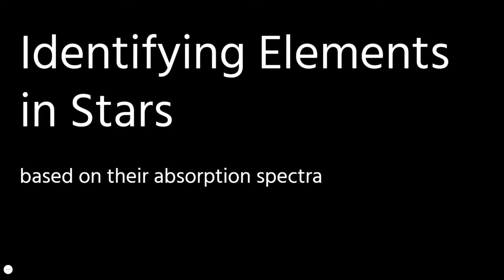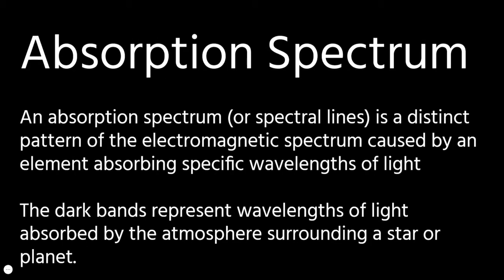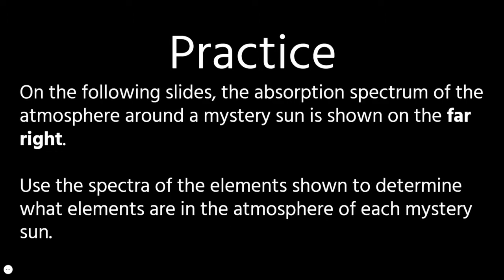Today we are going to be identifying elements in stars based on their absorption spectra. An absorption spectrum, or spectral lines, is a distinct pattern of the electromagnetic spectrum caused by an element absorbing specific wavelengths of light. The dark bands represent wavelengths of light absorbed by the atmosphere surrounding a star or planet.